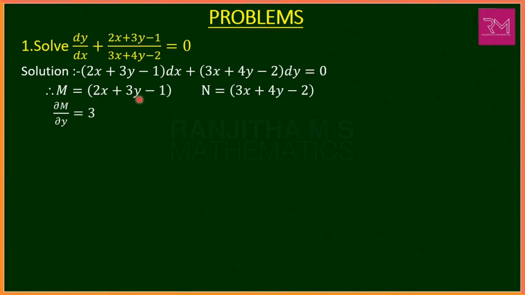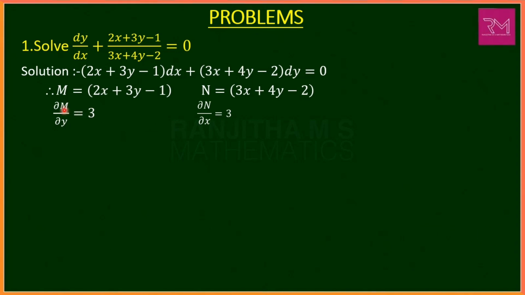So the partial derivative of m with respect to y is, here no y term. Here we have 3y. Here 3 is constant, take it as it is, into differentiation of y is 1. Hence we get del m by del y value as 3. Similarly, del n by del x value as, here differentiation of 3x is 3. Here no x term. Hence we get del n by del x value is also equal to 3.